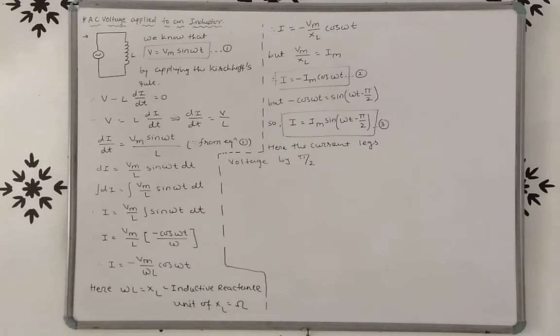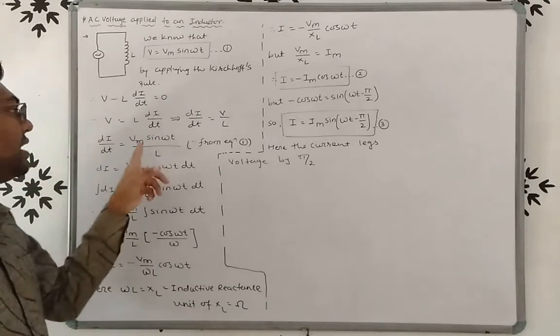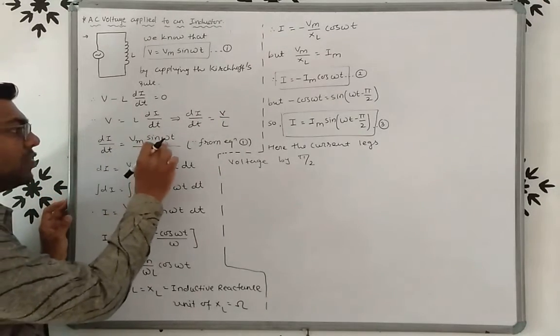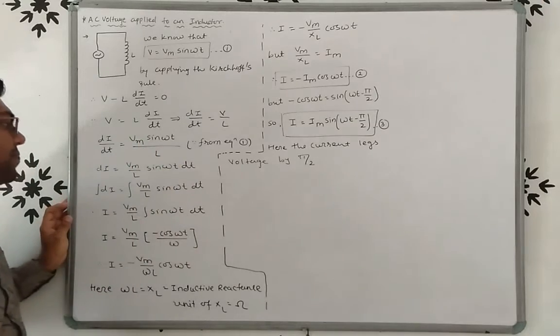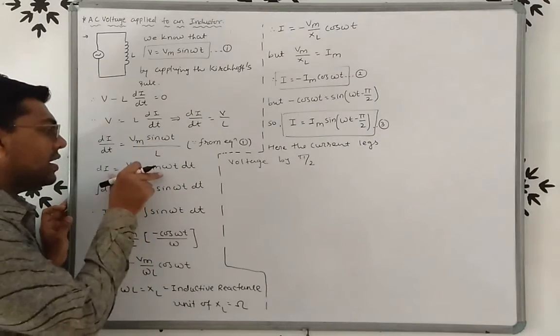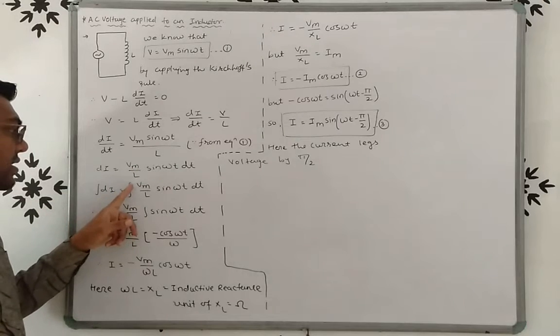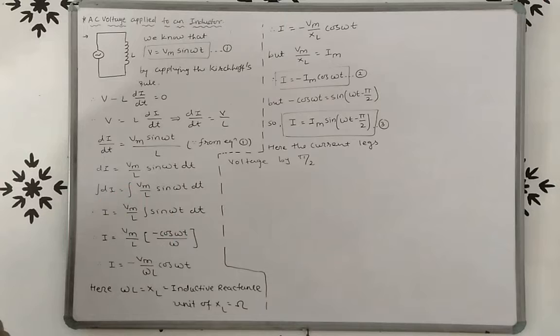But from equation 1, di by dt is equal to Vm sin omega t by L. So we get Vm sin omega t by L into dt. To find the current, here we take integration. So the integration of di is equal to the integration of Vm by L sin omega t dt.